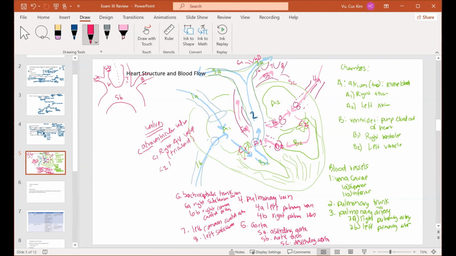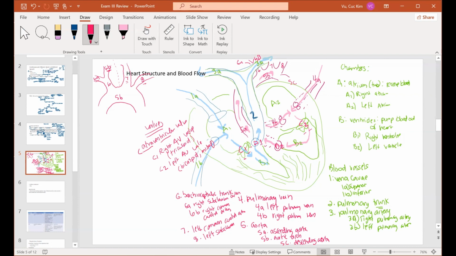Okay. C2 is right here. C2 is going to be the left AV valve. And it's also known as what? Because how many flaps does it have? 1, 2. So you guess its name. What do you think it's also known as? Yeah, the bicuspid valve. And if you talk to really old doctors, it used to be called the mitral valve.